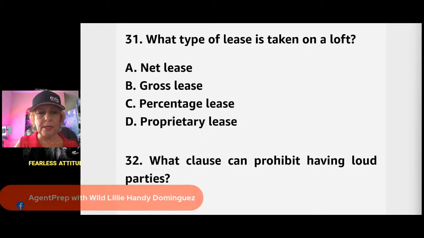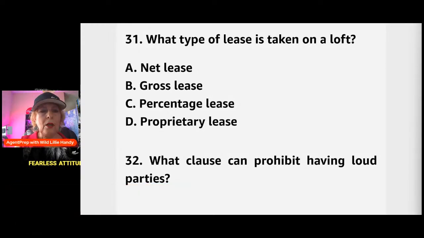31. Oh, let me show the answer. What type of lease is taken on a loft? A, net lease, B, gross lease, C, percentage lease, or D, proprietary lease. A loft. So you need to know what a loft is. So the answer here is a gross lease.